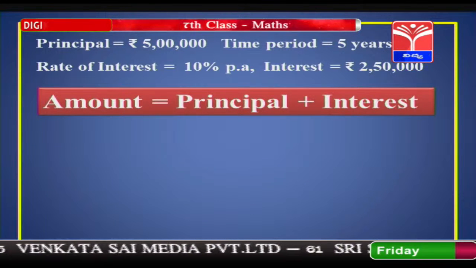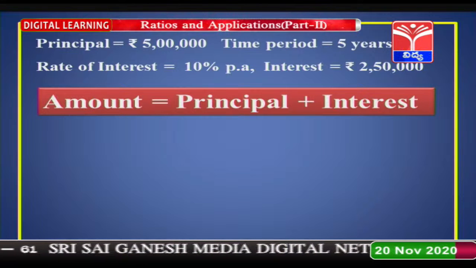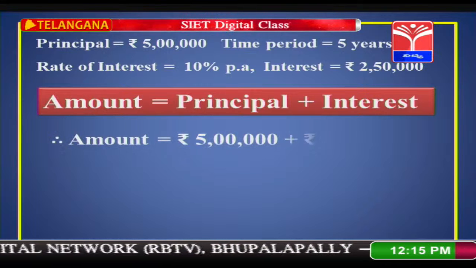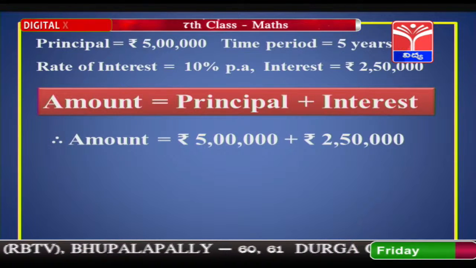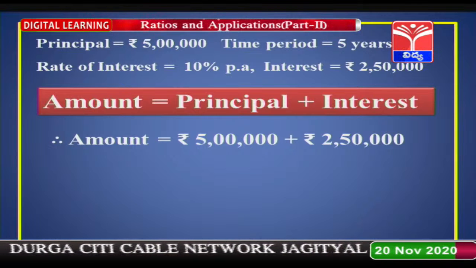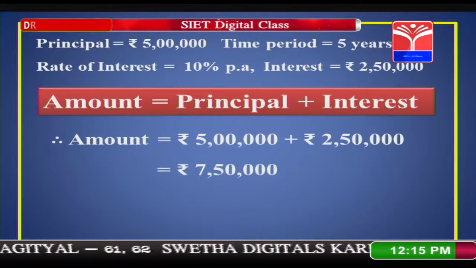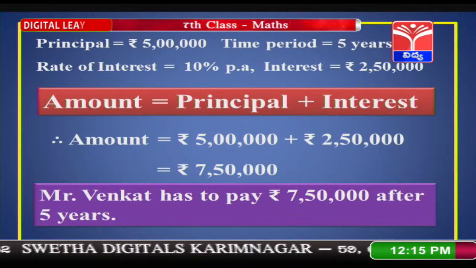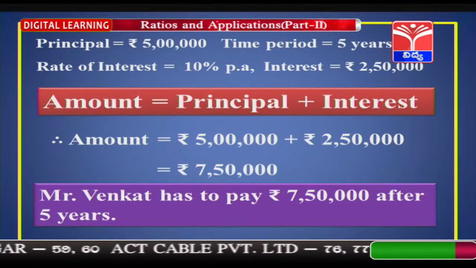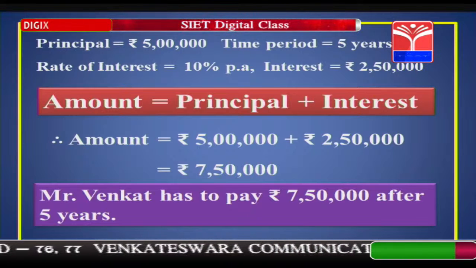Now, let us calculate the amount. Amount is given by principal plus interest. Let us substitute the value of principal and interest here, children. Principal is 5 lakh rupees and interest is 2,50,000 rupees, and adding these two, how much do you get, children? Yes, we get 7,50,000 rupees. That means Mr. Venkat has to pay 7,50,000 rupees after 5 years to the bank. I hope you understood the concept of finding the simple interest.